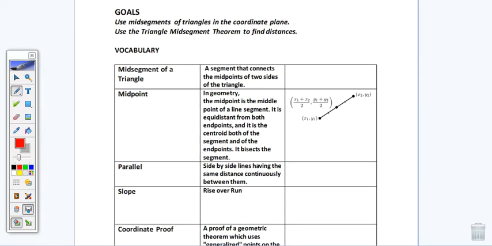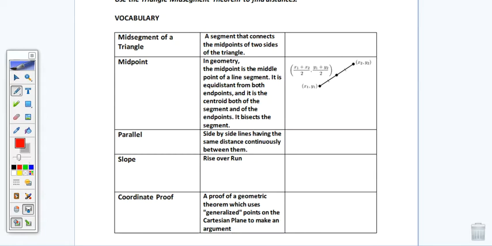So a mid-segment, what the heck is it? How about a volunteer to read a mid-segment definition for me? A segment that connects the midpoints of two sides of the triangle. It's a segment that connects the midpoints of two sides of a triangle. So here's a triangle. If you would pick the midpoints on this, say maybe a midpoint is here, midpoint here, midpoint here, we're going to form a triangle with the three midpoints.